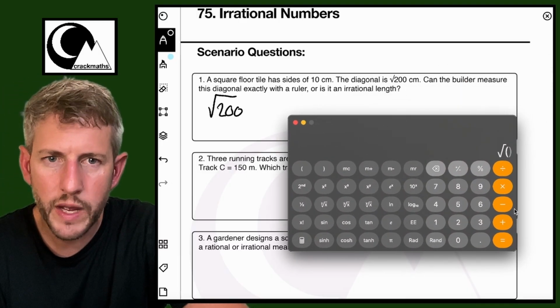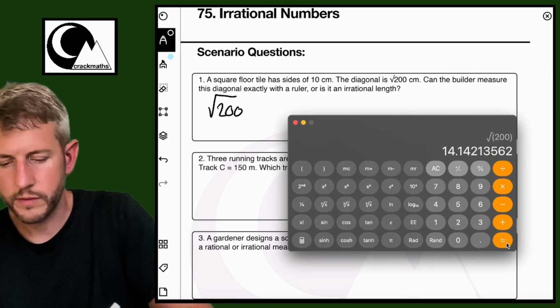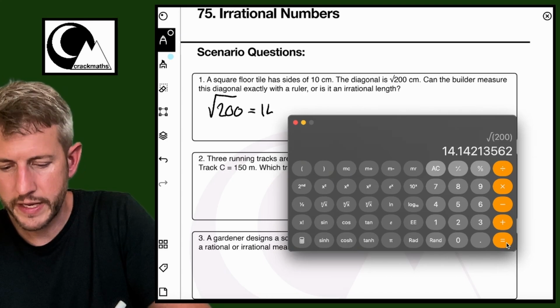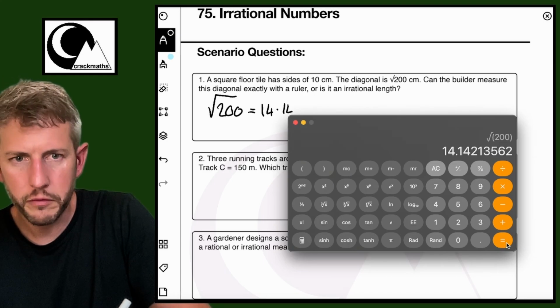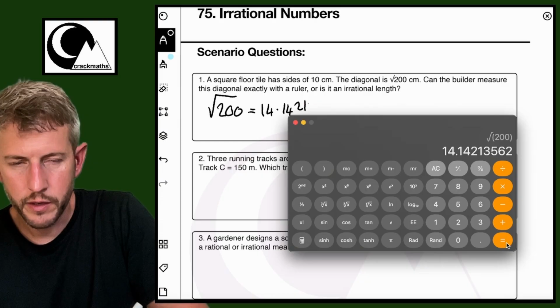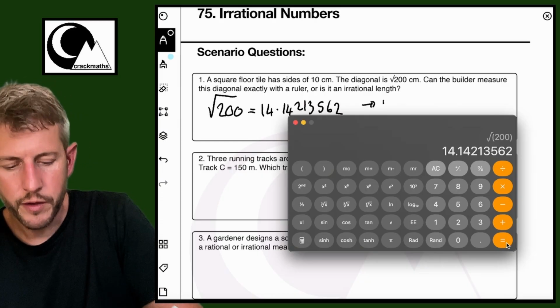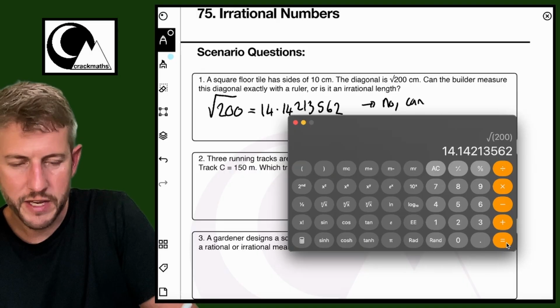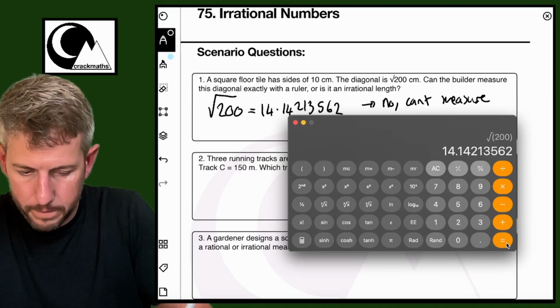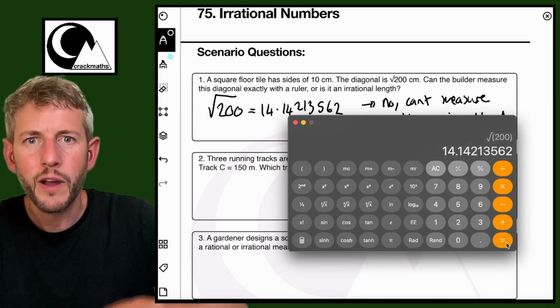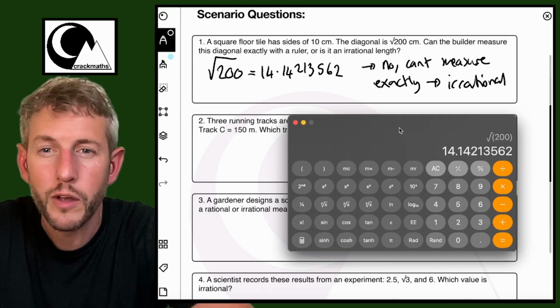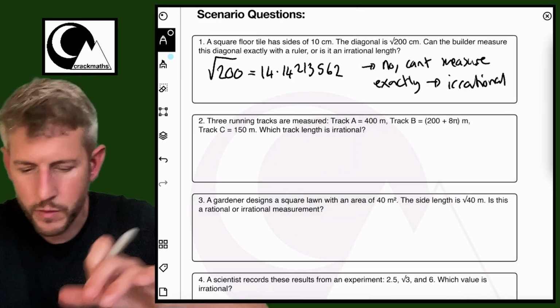So square root 200 equals 14.1421356. No, can't measure exactly. Irrational. Oh, sorry about that. I hid what I was writing with the calculator. Okay, so here we go.